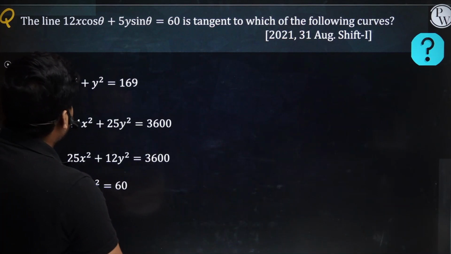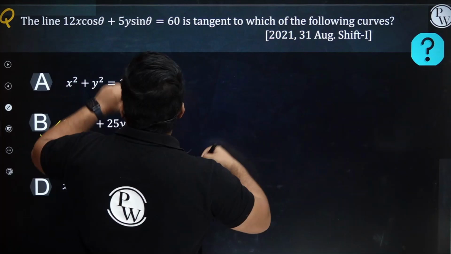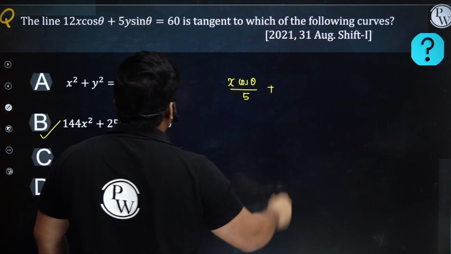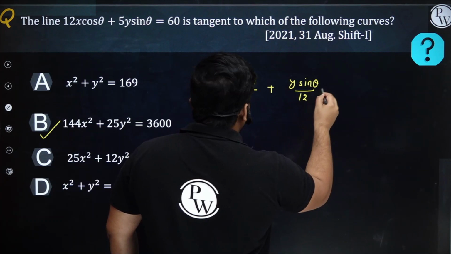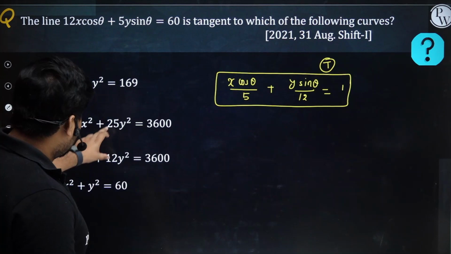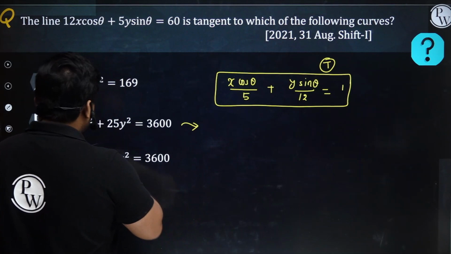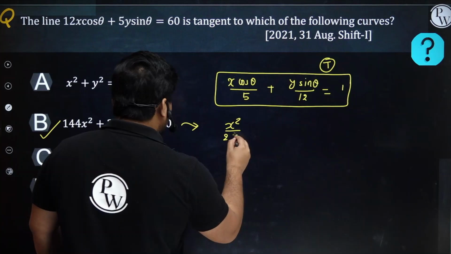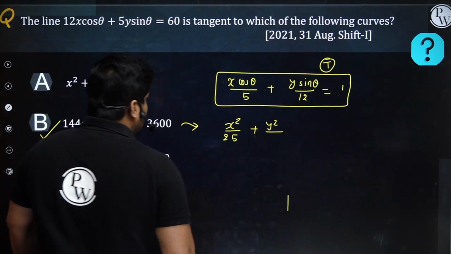The line 12x cos theta plus 5y sin theta equal to 60. So if you write this properly, this will be x cos theta divided by 5 plus y sin theta divided by 12 equal to 1. So this is the tangent, right? This is the tangent. So obviously, it looks like the equation of a tangent to an ellipse. So if I try to find out from these options, obviously not for this one, for the second one. For the second one, guys, if we divide by 3600 here, this will be x square divided by 25 plus y square divided by 144 equal to 1.